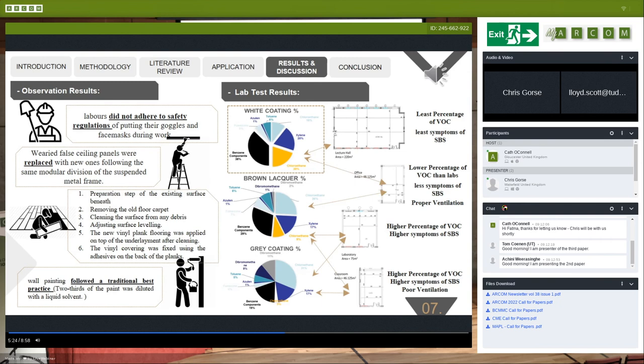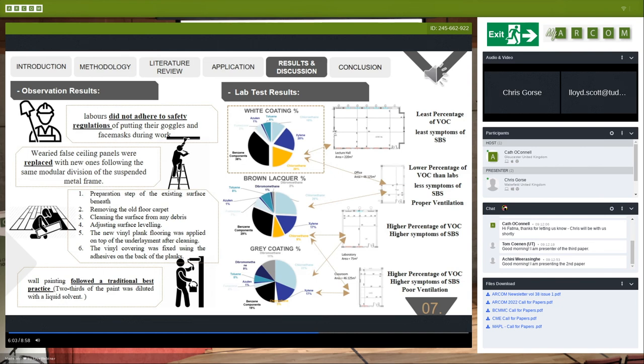Furthermore, a gas chromatography analysis showed that the white coating had the highest VOC concentration. In the presented figure, each painting material is connected with the room it was used in. The white coating was used in the lecture hall, where it showed a reduced impact on symptoms. This is due to its large size and proper ventilation. As for the labs, it had higher symptoms. This is caused by its small size.